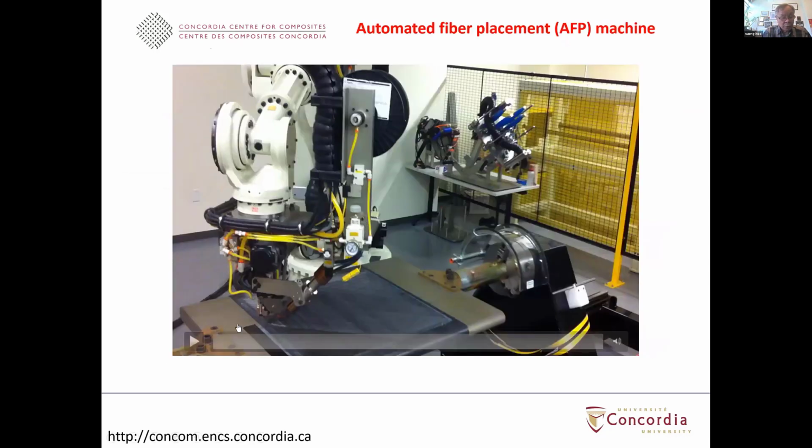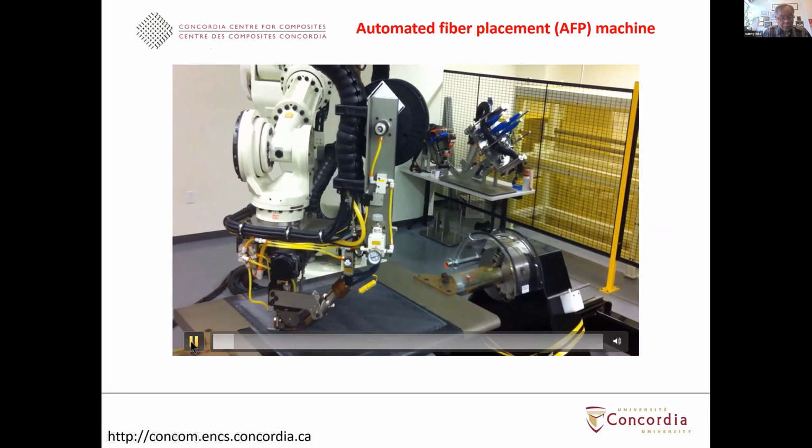So I want to show you the operation. The machine that we use is called an automated fiber placement machine, which is a very large machine compared to the 3D printer. But it is additive manufacturing in the sense that it deals with the deposition of layers. So I want to show you a quick video to show that.